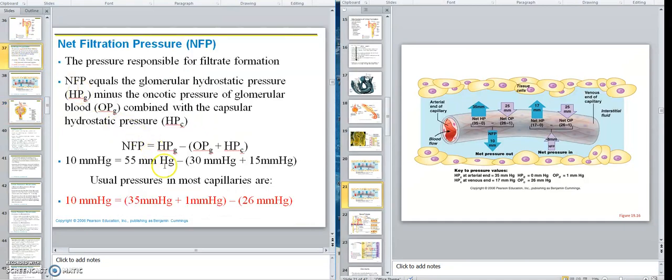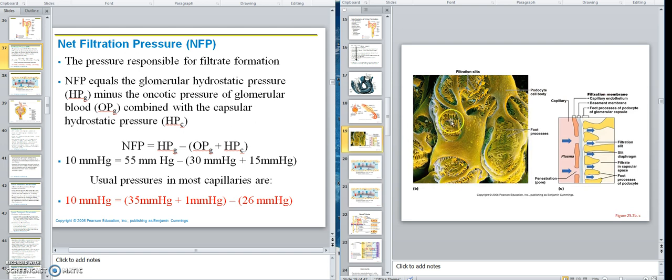Let's look back. So what we needed is a net filtration pressure of 10, but in the glomerulus we had a high opposing value, which was 30 plus 15. So we need about a 55 to get a 10, whereas in the other capillaries we only need a 35 because it was not as much of an opposing force. The reason you recall we could tolerate that is because the podocytes held tight to the capillaries and wouldn't allow them to blow out.